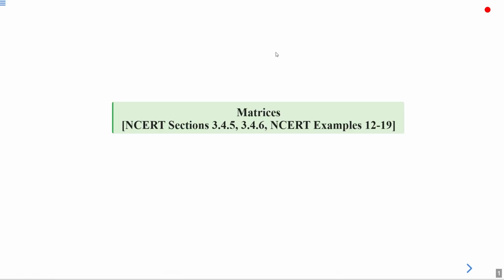So in today's class, we will study matrices and we will cover NCERT section 3.4.5, 3.4.6, NCERT examples 12 to 19. So what is a matrix? A matrix is a rectangular array of numbers arranged in rows and columns. It is often used to represent data or solve systems of equations, right? Matrices are denoted by capital letters A, B, C, and are enclosed in brackets.